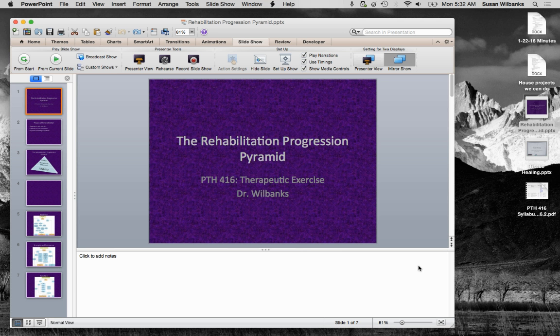So that is the rehab progression pyramid. We will use this model for the rest of the class. Those flow charts are going to come up again. They're good for decision making. Remember that they're not hard and fast rules, but they're a good place to start.